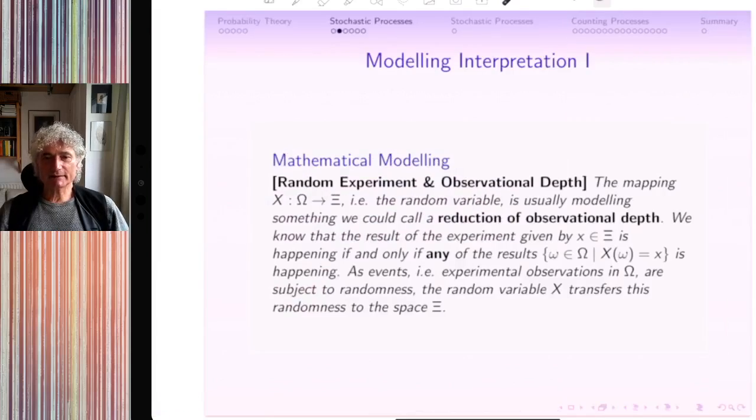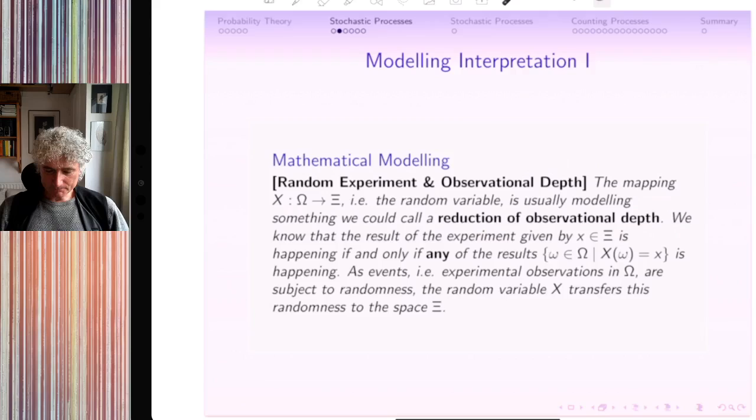Well, the interpretation usually is that you have a so-called reduction of observational depth. The idea is that omega is a very, very large sampling space. It can be a laboratory. For other experiments, it can be the whole world. For even other experiments, it can be the whole universe that is represented by omega. That is a very large space, but we are only interested in an experiment in certain events that, for example, also have a certain numerical value. And this is exactly why we introduce that space xi.